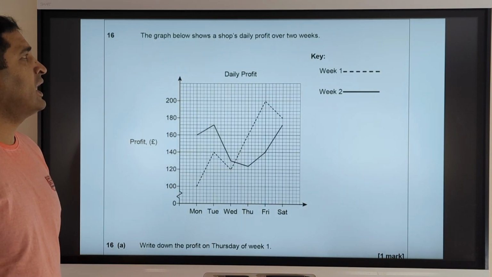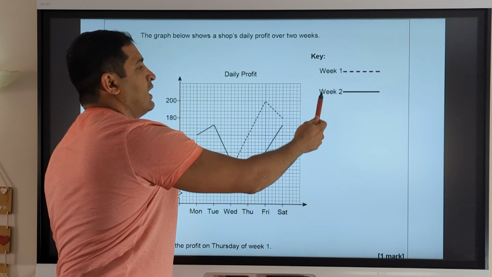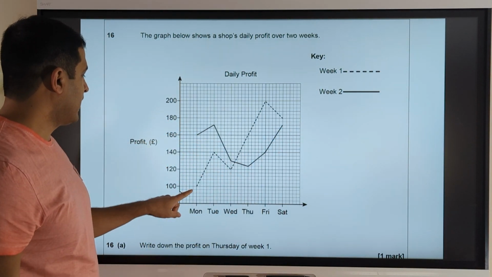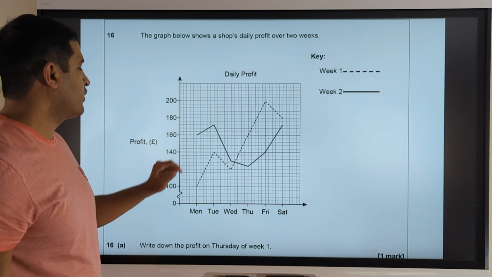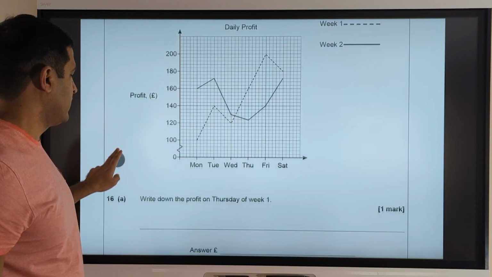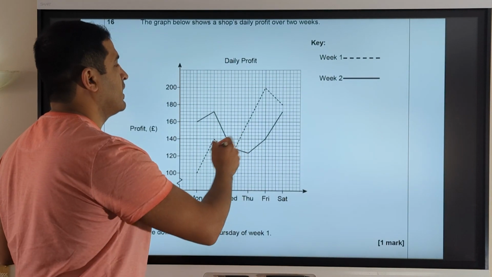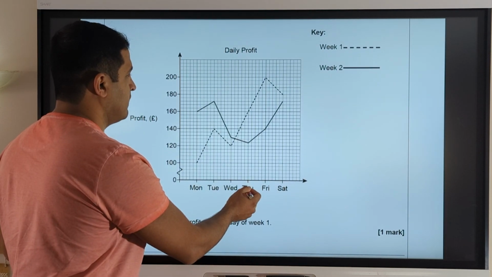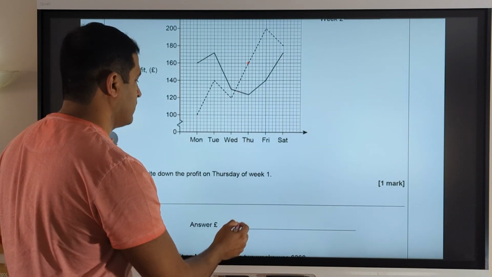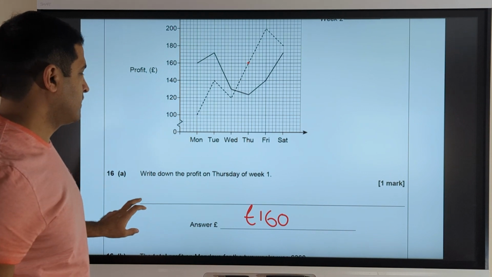This graph shows the daily profit of a shop over 2 weeks. So week 1 profit is a dotted line. Week 2 profit is a solid line. So on the Monday, we have £100 and £160, so a total of £260 of profit on Monday. So write down the profit on Thursday of week 1. Remember, week 1 is the dotted line, and on Thursday week 1 is that one. So it's £160 of profit. That's the answer to the first part.